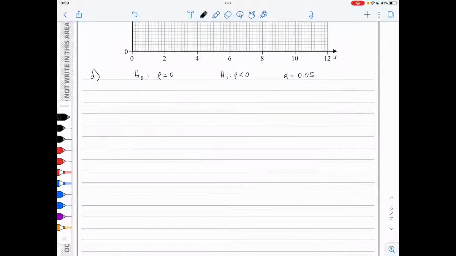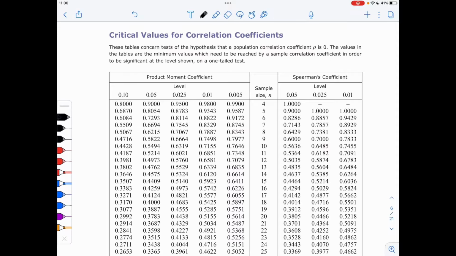We have found from the table of values a critical value which is minus 0.4259. So how do we find this value? We've got the table of critical values for correlation coefficients given here. We are working at the 5% level of significance, so along this column here. We know that the sample size is 16, so the 0.4259 is the critical value.